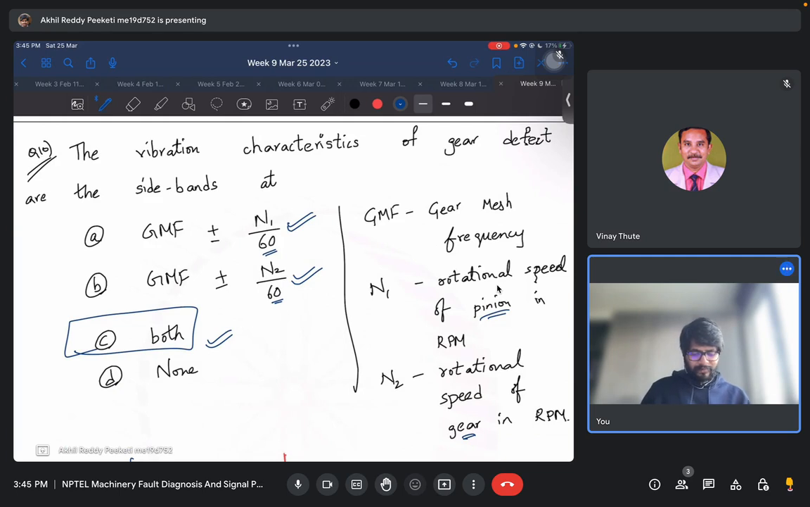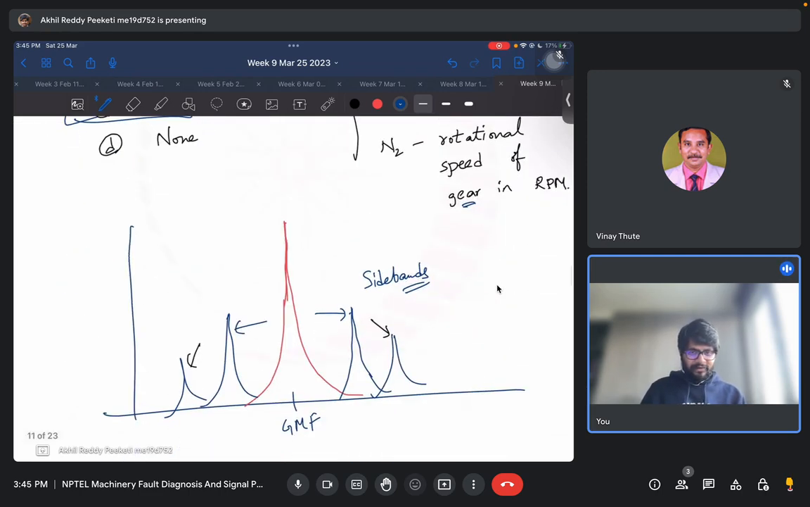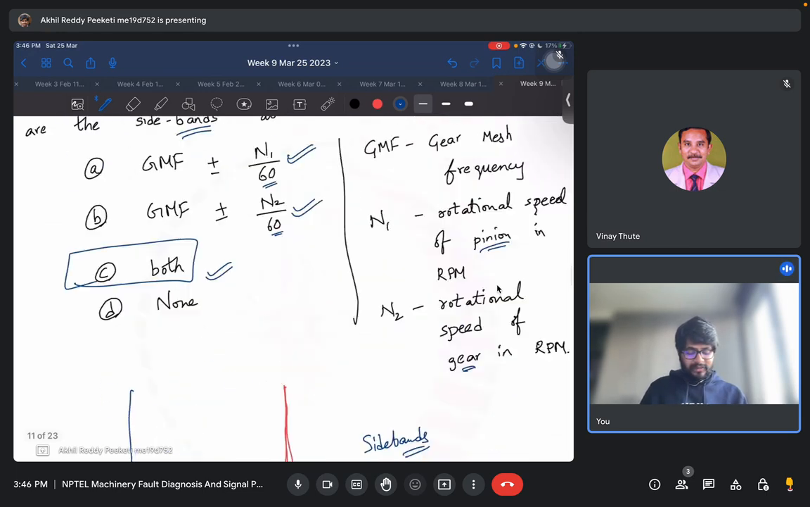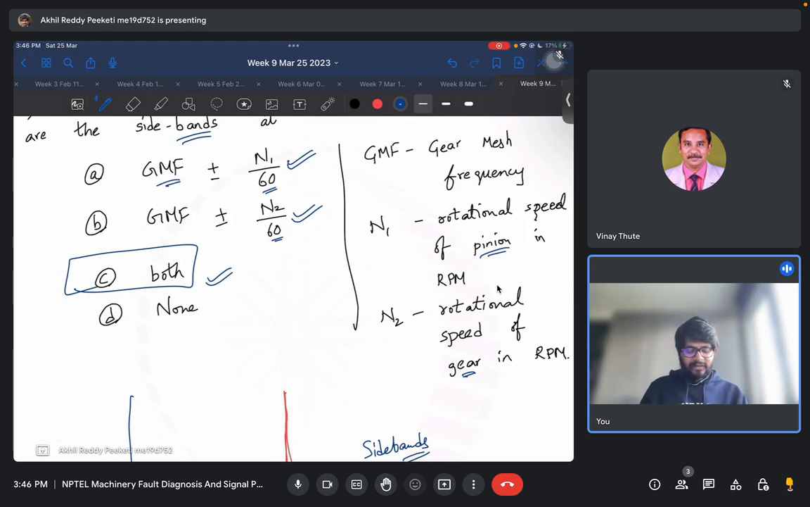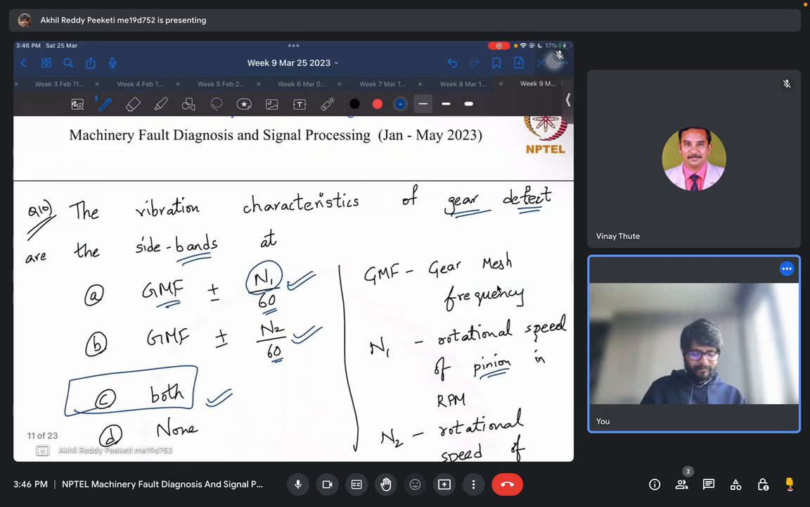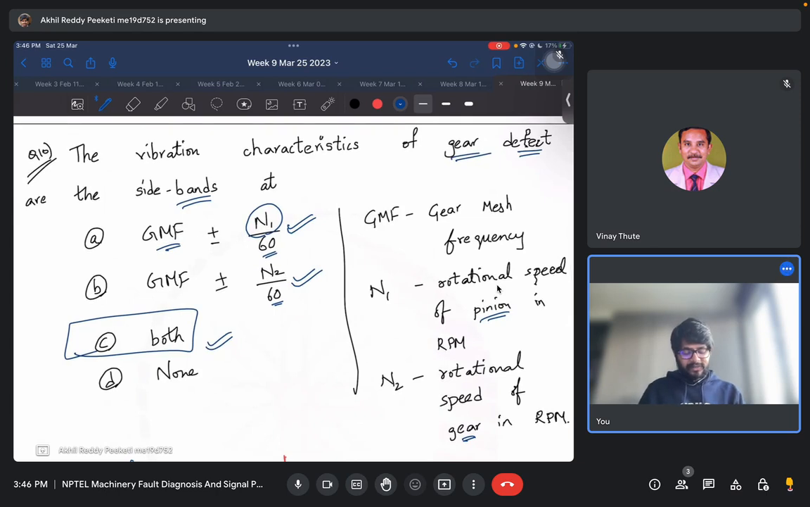When you have any gear defects and you are looking at the vibration characteristics, you would observe side bands. First, when you have a gear, you would observe a peak at the gear mesh frequency, and if there are any faults in the pinion or the gear, you would observe corresponding side bands. Side bands are basically plus or minus. Here you are in RPM, so you convert that to frequencies. So gear mesh frequency plus or minus the frequency of the pinion or the motor. This would tell you that there are some defects in the gearbox or the gear. One is gear and one is pinion, so both are possible. So the answer is both. Vibration characteristics of gear defect: you will say side bands.